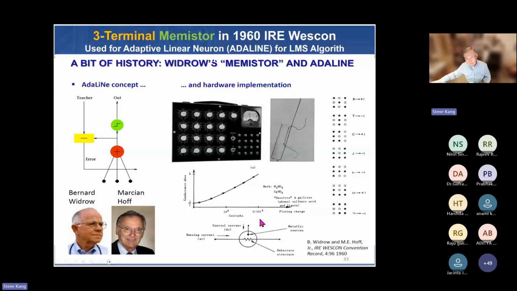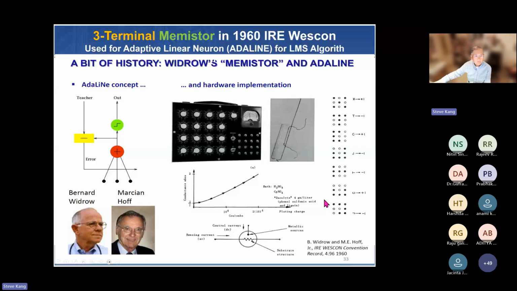But here, this is the memristor concept. It has 3 terminals, and this is a chemical tube. This is a controlling terminal where you control the conductance or resistance of this tube. So it's a variable resistance tube, controlled by this third terminal, which was published in 1960. So that's for your reference.